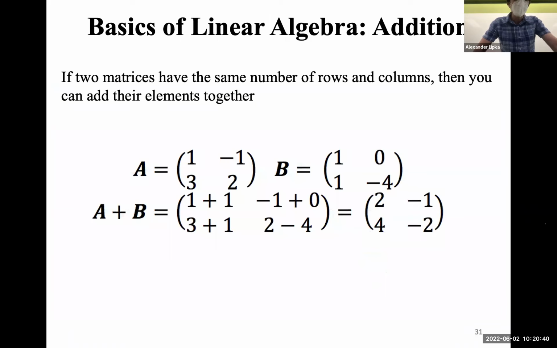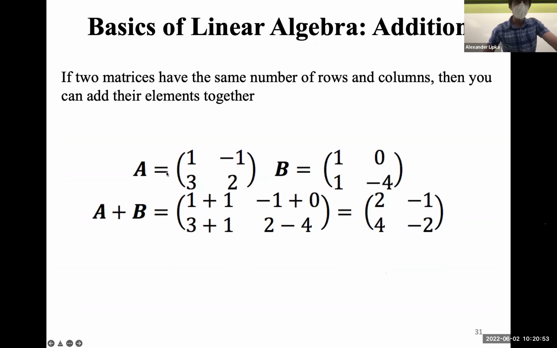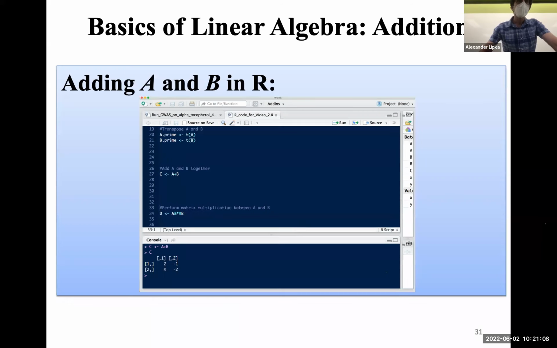Okay. So now let's talk about addition. If you have 2 matrices that have the same number of rows and columns, and we see here that A and B both have 2 rows and 2 columns, then all we've got to do to add them together is just add each of the individual elements together. So that's how we add A and B.